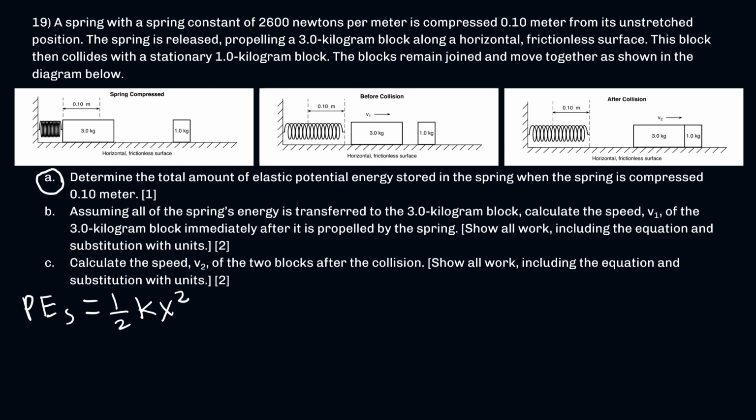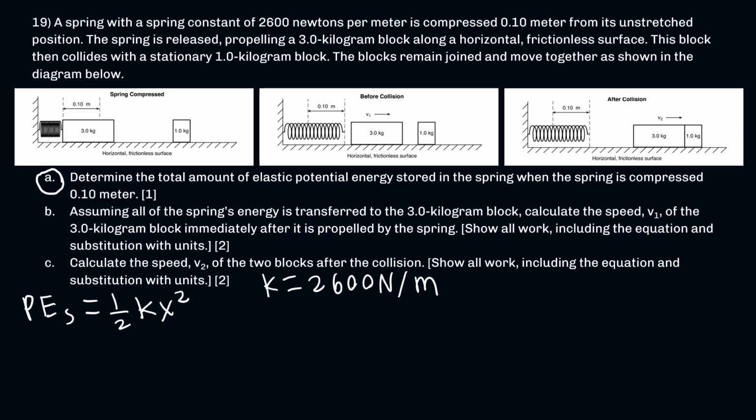It tells us that we have a spring constant of 2600 newtons per meter. That is the K in the equation. It tells us this in the reference table as well, that K is my spring constant. So I have here that K is equal to 2600 newtons per meter. The other thing I have here is x. That is going to be my displacement of the spring.